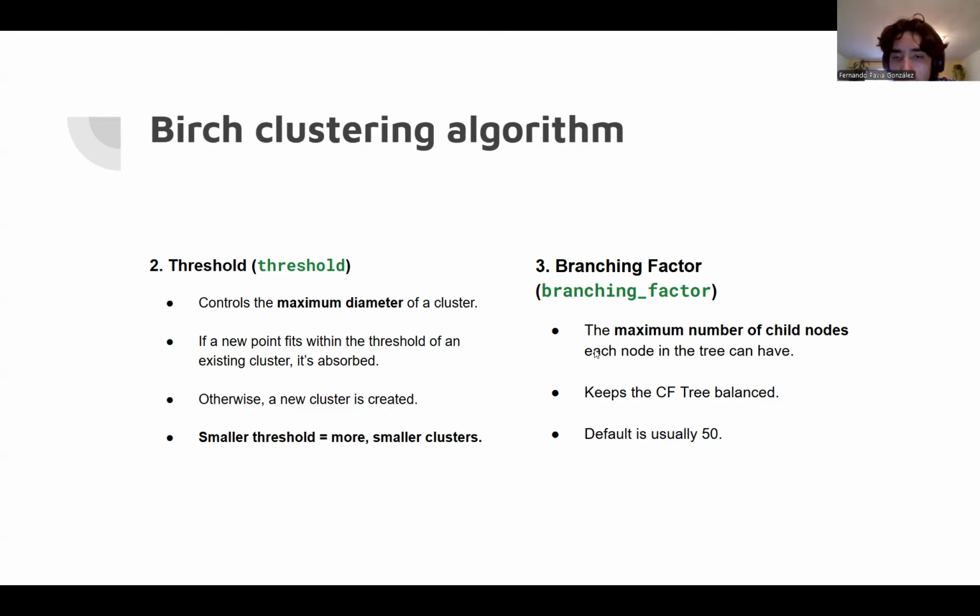And then we have the branching factor, which is another parameter, and it is the maximum number of child nodes each node in the tree can have. It keeps the CF tree balanced, and by default it has 50.